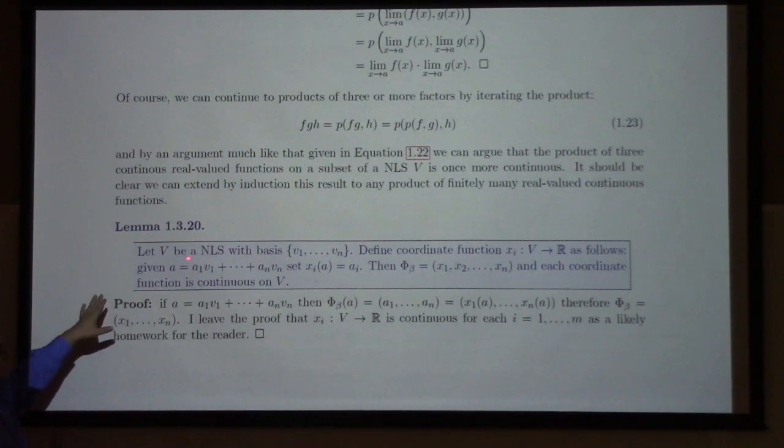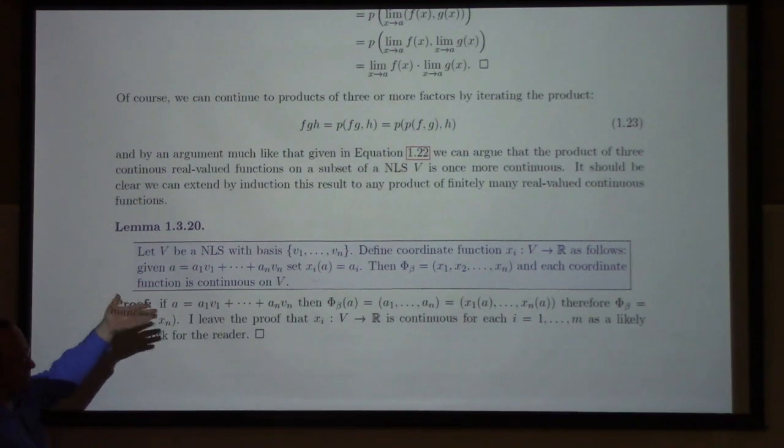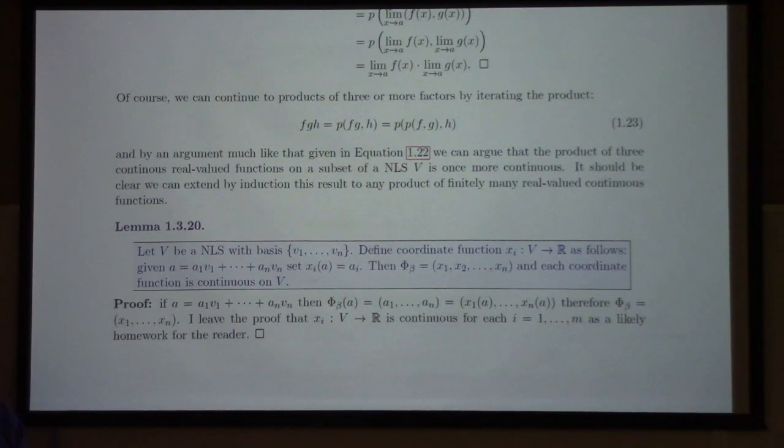If we have a normed linear space with basis v1 through vn, you can define the coordinate function x sub i as follows. If I have a1 v1 plus dot dot dot plus an vn, then x sub i of that vector is equal to a sub i. All right, this is the i-th coordinate function. It takes in a vector, it spits out a number, right?